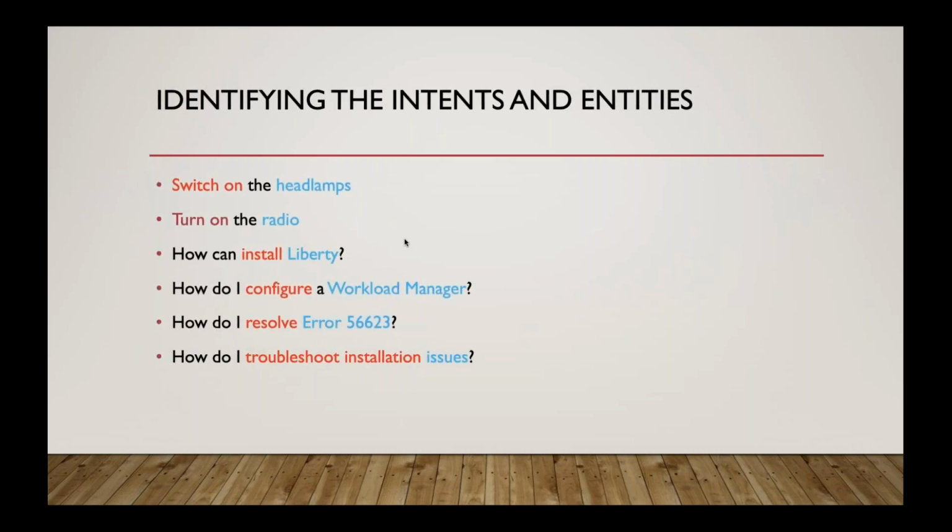So your intents are in red and your entities are in blue. Your Liberty, your workload manager, your error code, and so on are all in blue. And your intents, which are your verbs, or the actions that you're going to do on that particular component, are all listed out in red. So it's pretty easy to relate. And once you have made this connection, you can see how it fits into the framework perfectly well.